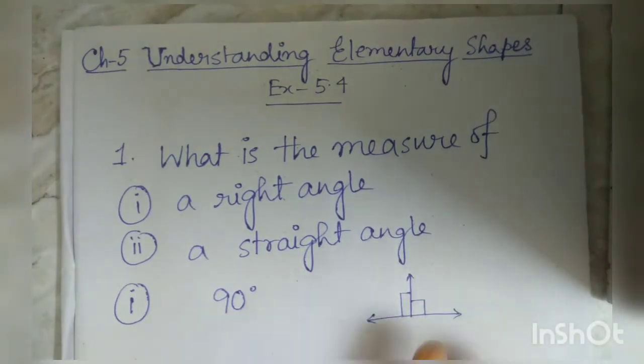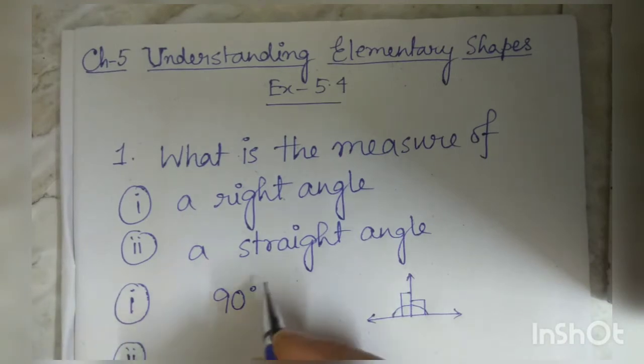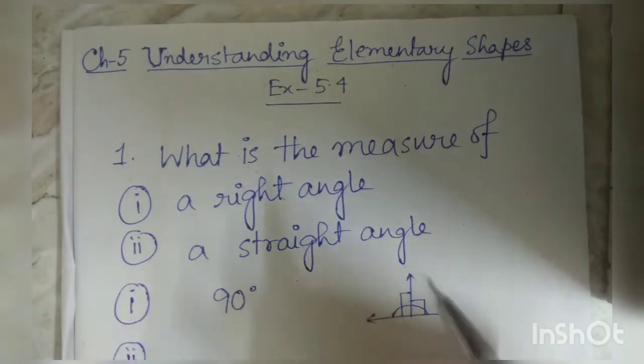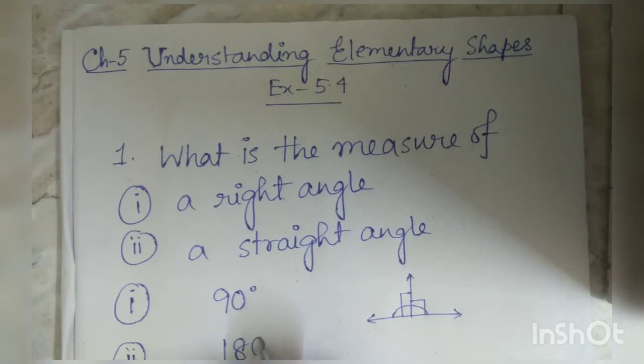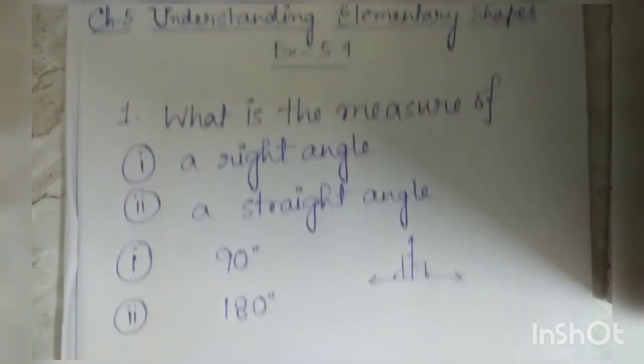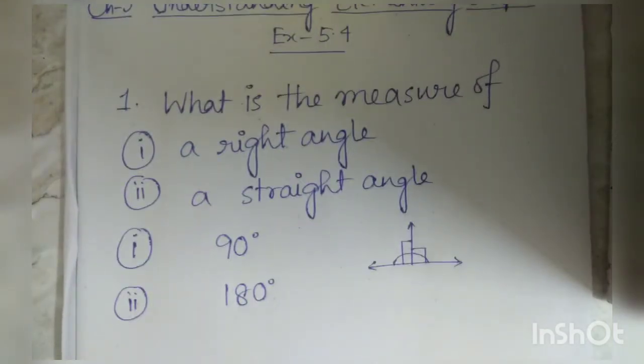Okay, it will look like this. These two are right angles and this is a straight angle. Now for the second one, in the question it is written a straight angle. The measurement of a straight angle is also very clear to us, that is 180 degree. So the measurement of the right angle is 90 degree and the measurement of the straight angle is 180 degree. These two questions we know very well.